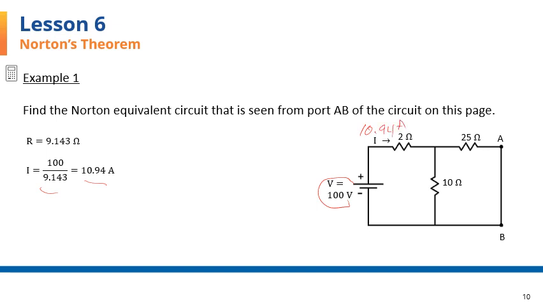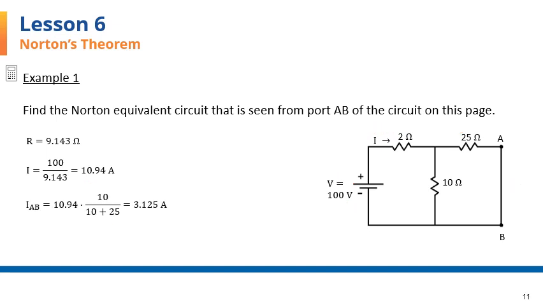We'll use the current divider to find the current that goes through the 25 ohm resistor, which would be the same current that flows from A to B, and that would be our I sub NO current that we're looking for.